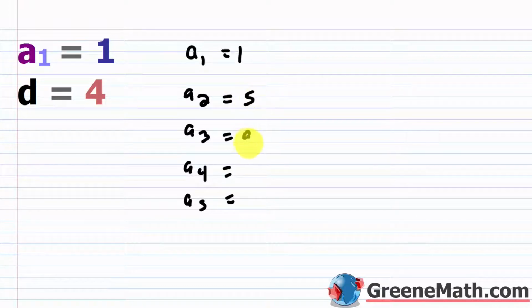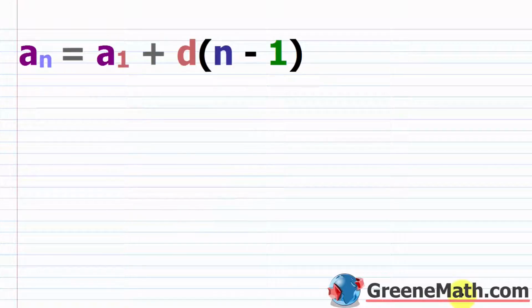So 5 plus 4 is 9. 9 plus 4 is 13. 13 plus 4 is 17. If you wanted a sub 6, you would add 4 again and get to 21, so on and so forth. All right. So that's how you would go through and figure out the first few terms of a sequence.